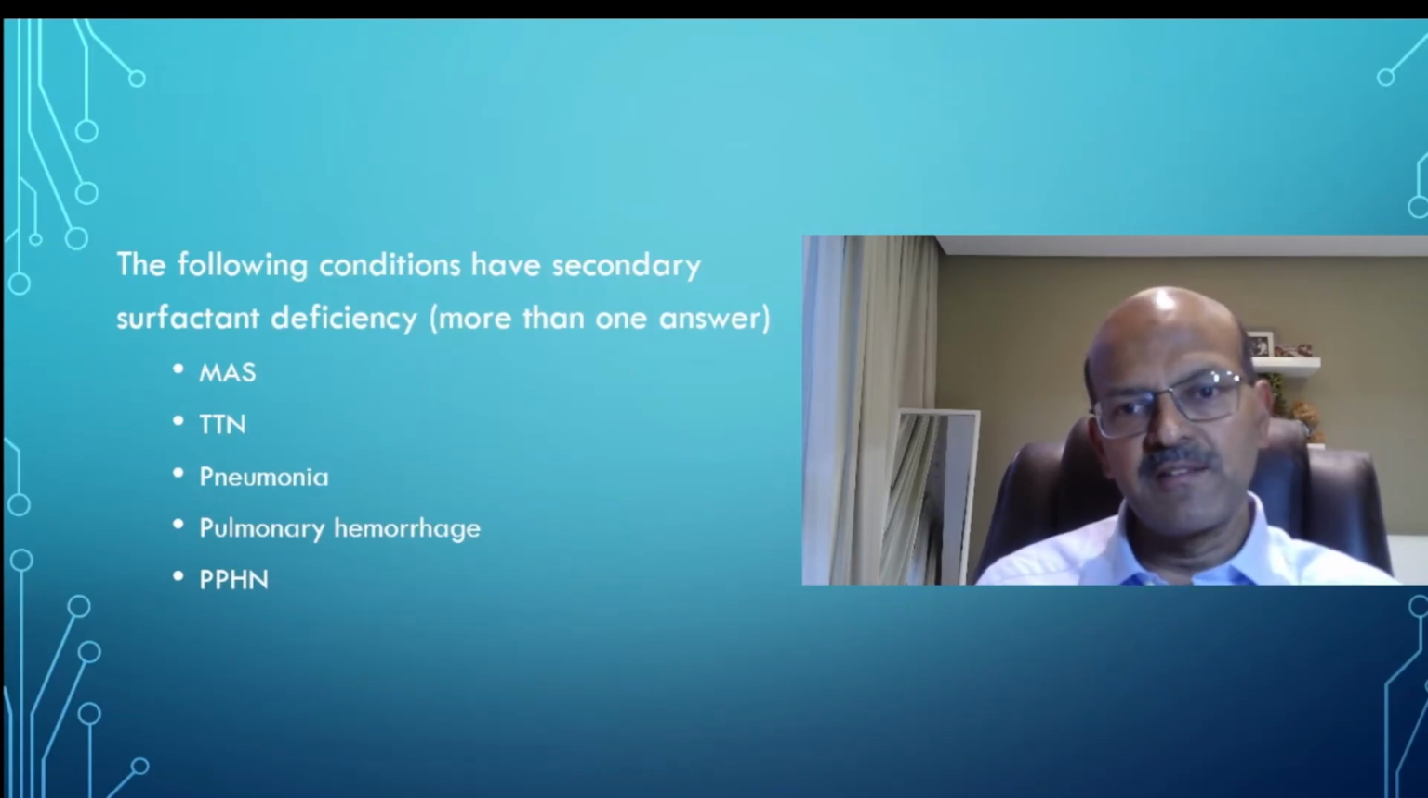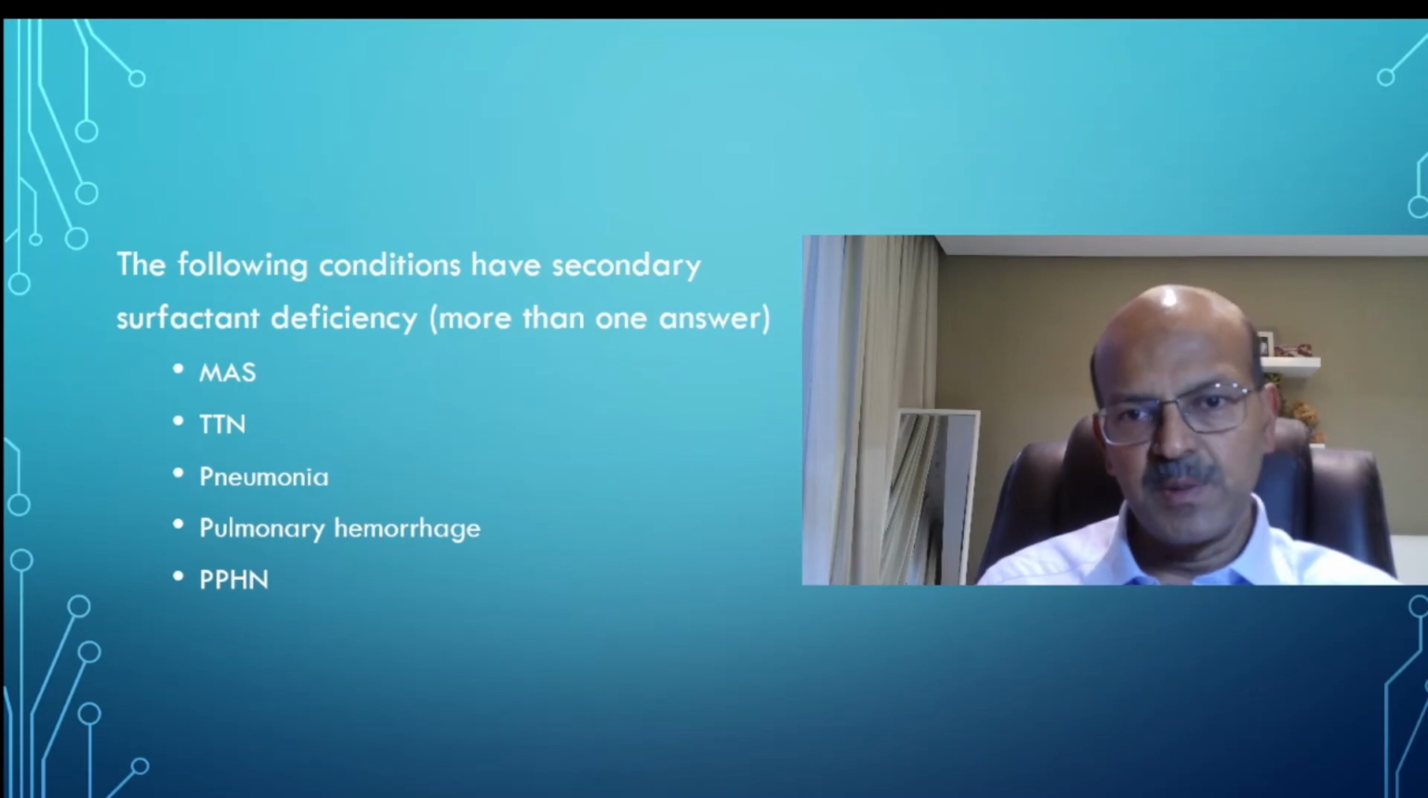In pneumonia, we have exudate, which is proteinaceous, and in severe cases, you may have secondary surfactant deficiency. In pulmonary hemorrhage, obviously, the blood that is in the alveoli has protein components, including the serum albumin, and this will inactivate the surfactant. PPHN is not a single condition.